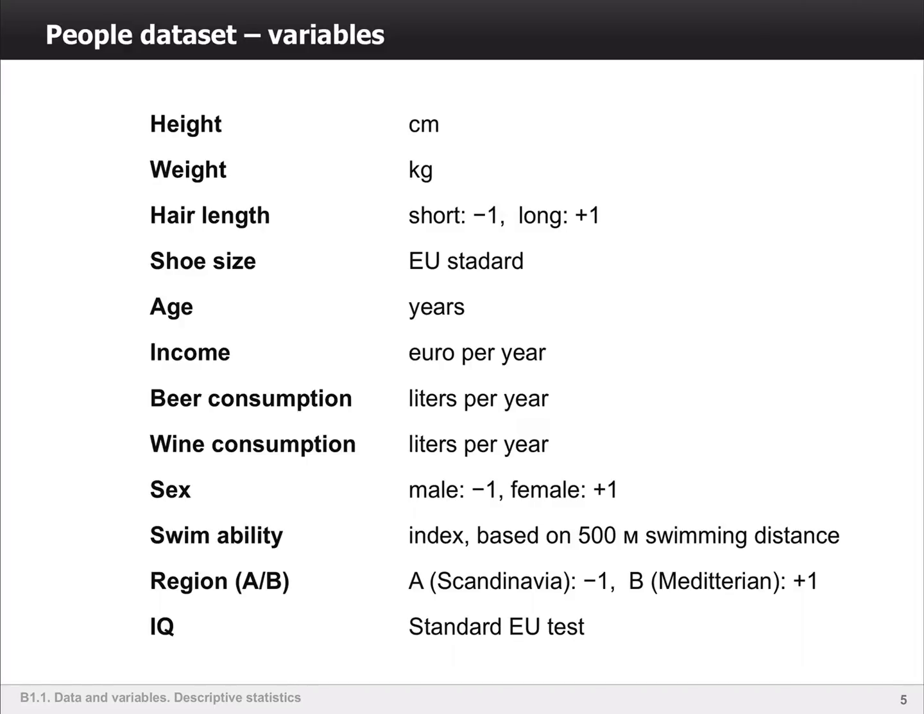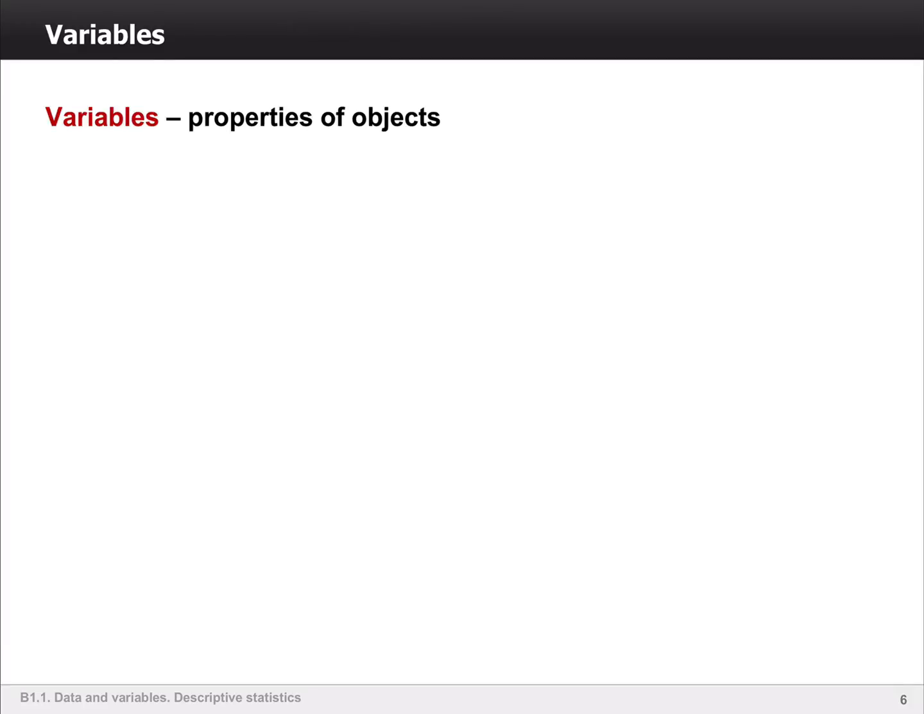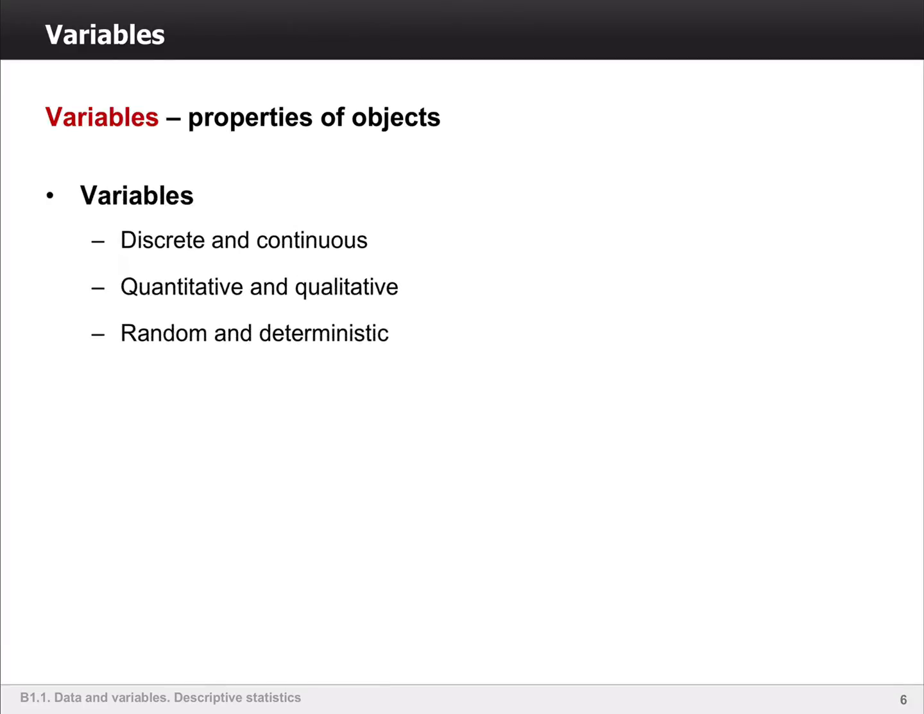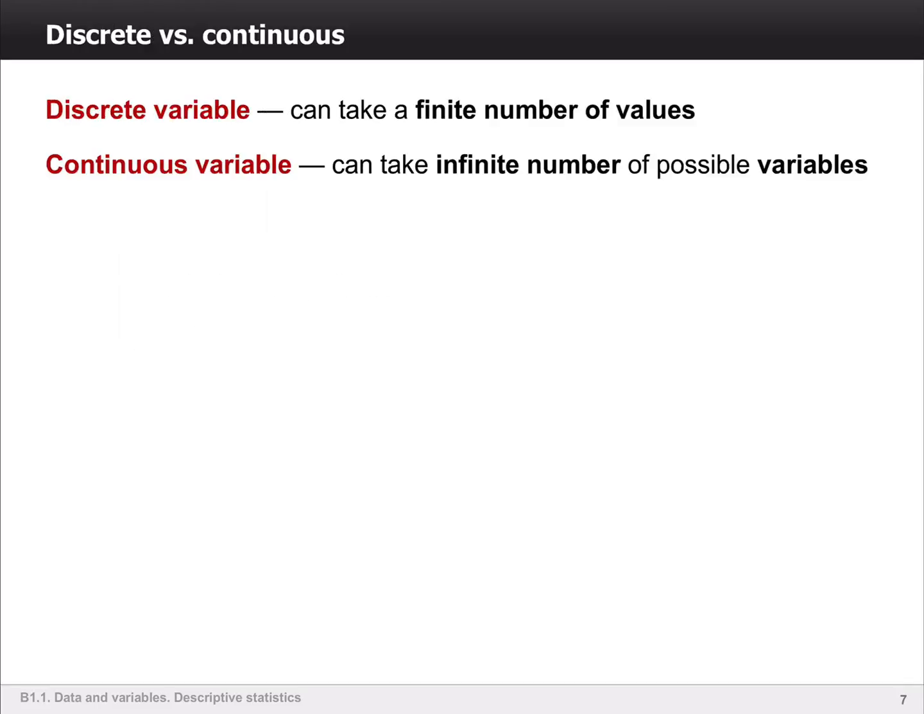Let's talk about these types of variables, or categories of variables. Well, there are several different categories. In the simple form, we can talk about discrete and continuous variables. We can talk about quantitative and qualitative variables, and random and deterministic. So let's discuss that. A discrete variable is a variable that can take only a finite number of values, while continuous variables may have an infinite amount of values.